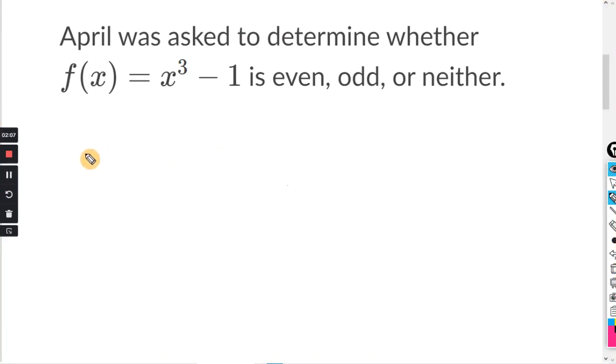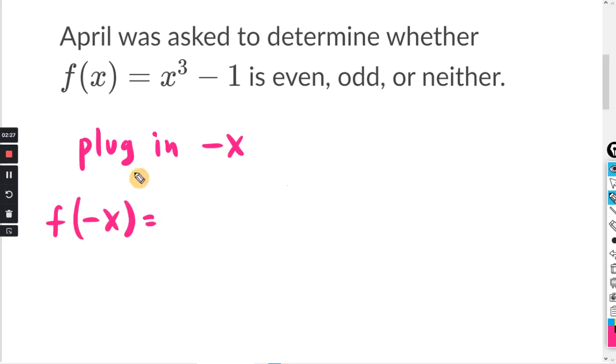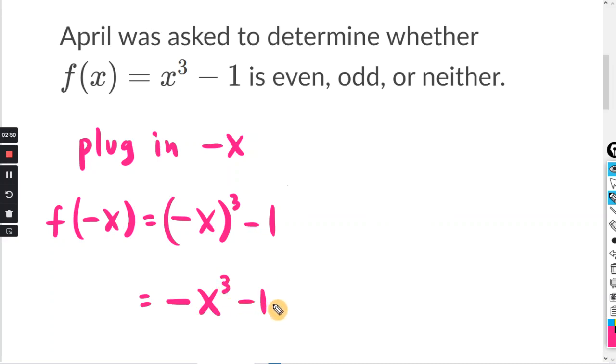The first step in all of these is to plug in negative x, so we can find out what f of negative x equals. Wherever you see an x, that's going to be negative x. That negative x is raised to the third power, and that's minus 1. Negative x to the third power, like we said in the intro, is the same as negative x to the third power, and that's minus 1. So that's the first step.